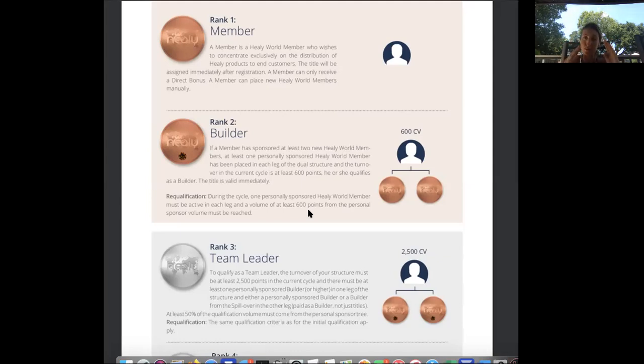Another real life example, let's say that you had 10,000 worth of volume on your team leg and you had 7,000 worth of volume on your personal leg. So you think you're going to get paid on your weaker leg the 7,000. Remember, in order to get paid this, you have to be a builder. And that means you need to have one personally enrolled Healy World member on each side. So make sure you have one person on your team leg and one person on your personal leg, or else you will not get paid that dual bonus.